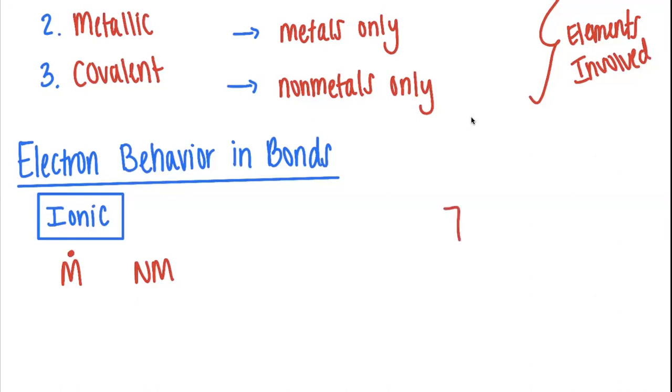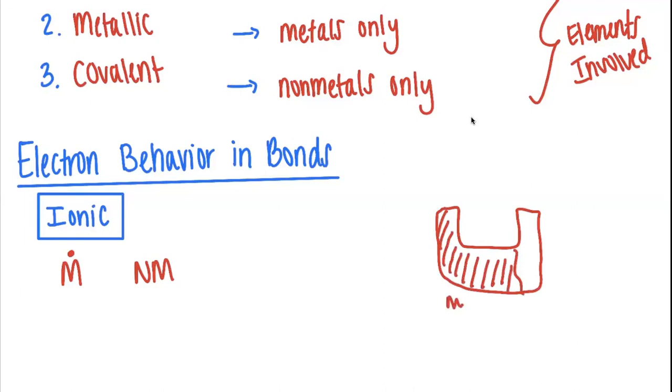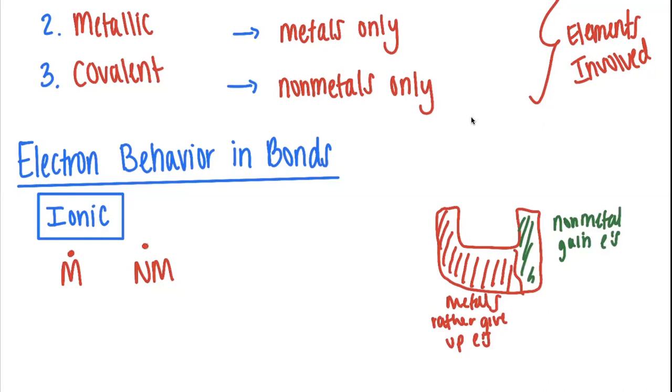Let me draw it out for you. This is a periodic table, right? All of these are my metals, and they would rather give up their electrons. Over here are my nonmetals, and it's easier for them to gain electrons. So my metals have, for example, one valence electron. For my nonmetals, let's make this easy and say they have seven.